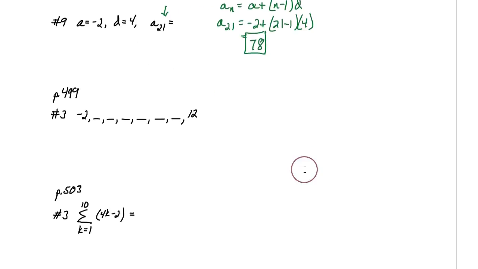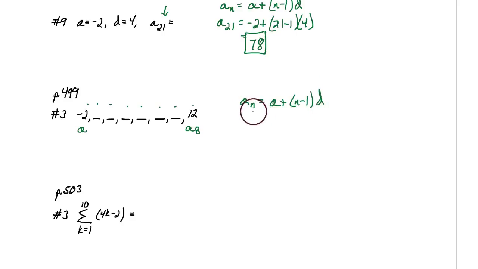Now page 499. This was the section about finding arithmetic means. To do that, we need to find the value of D. We know A, and we know the 1, 2, 3, 4, 5, 6, 7, 8th term. We know A sub 8. So let's use our general term formula again.